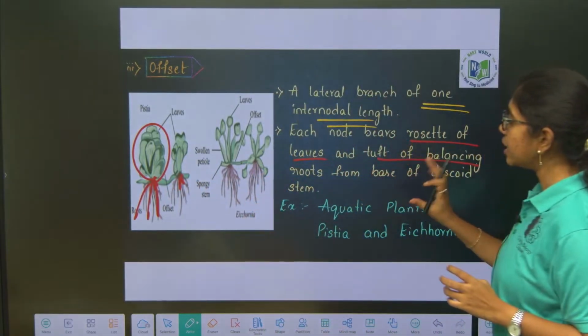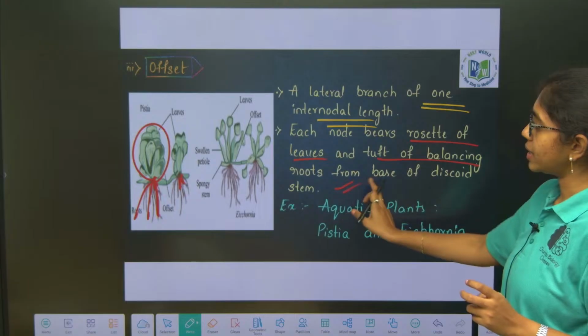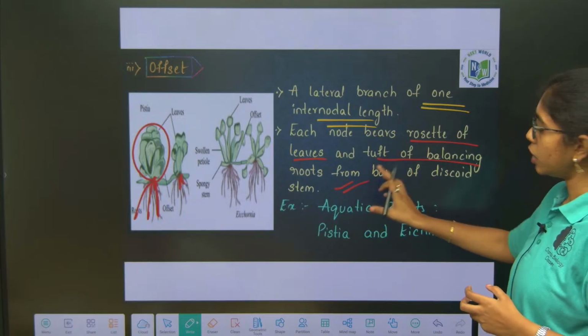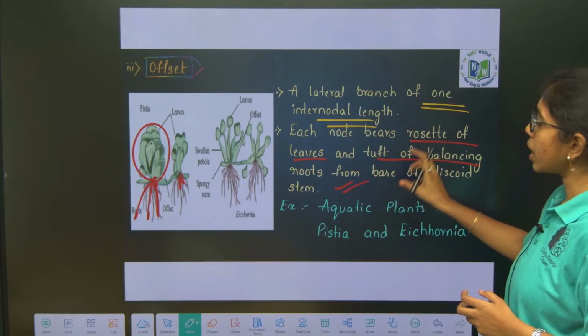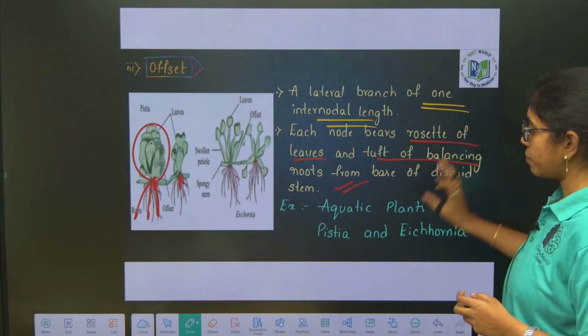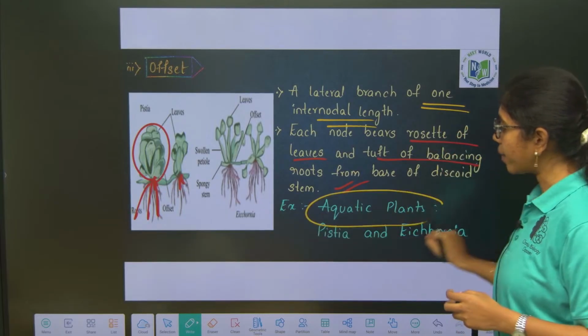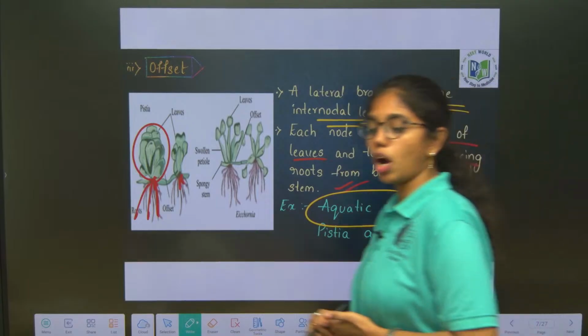So, this is the description from the base of the discoid stem. You have at each node a tuft of roots and a rosette of leaves. Examples include aquatic plants like Pistia and Eichhornia.